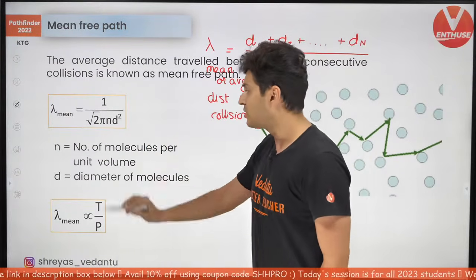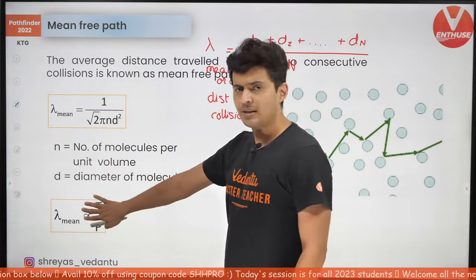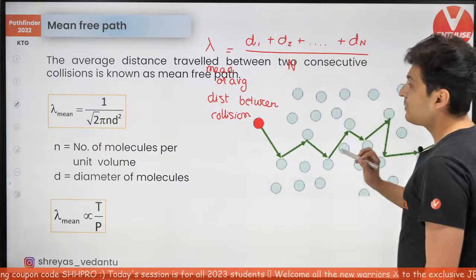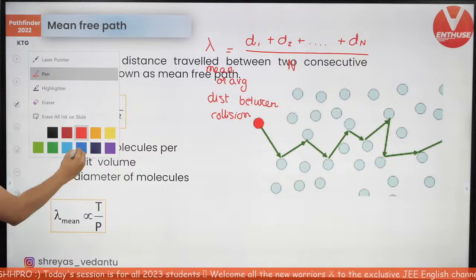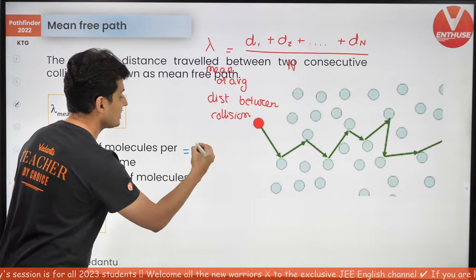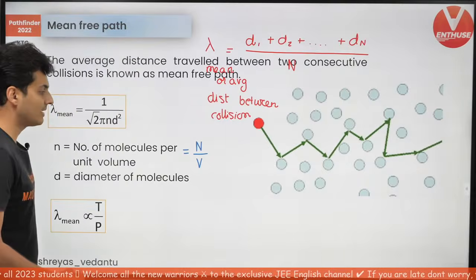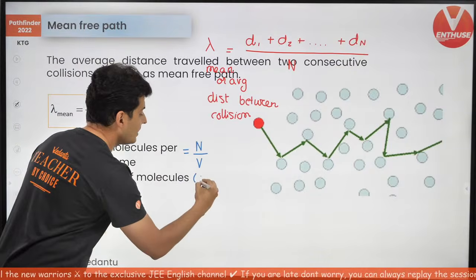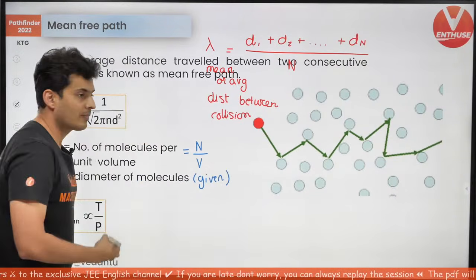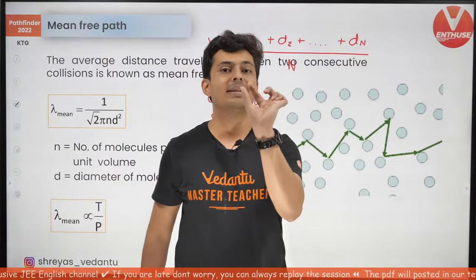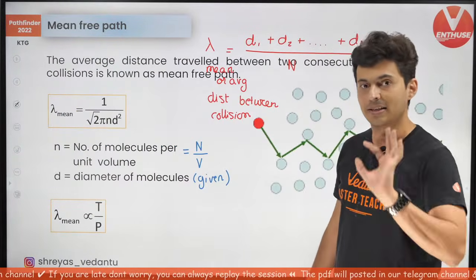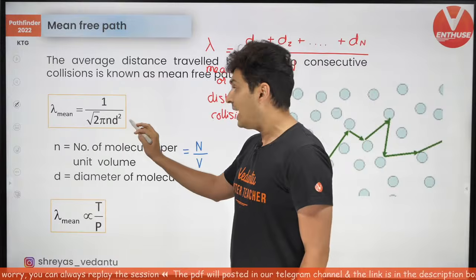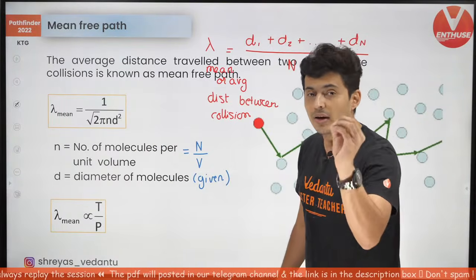Now what are these numbers? Well, it's all written down right over here. Small n is the number of molecules per unit volume. That means this is the number of molecules upon the volume itself. d is the diameter of the molecules. This will be given to you in the question. The size of the hydrogen molecule is this much. The size of nitrogen molecules is this much. They will give you that data. So 1 by root 2 pi n d square is what you get for the mean free path.